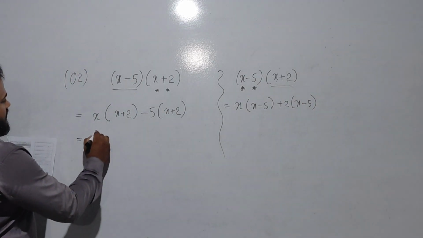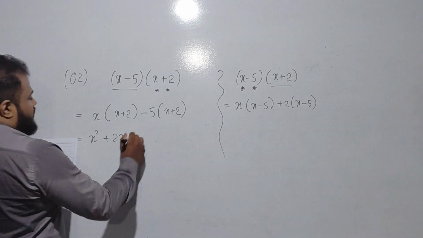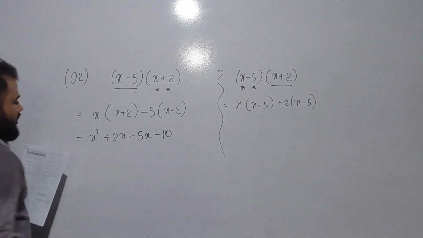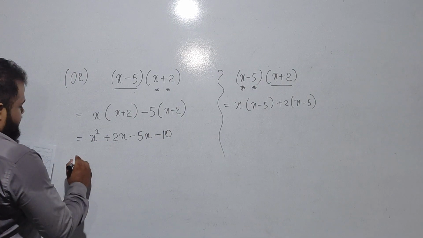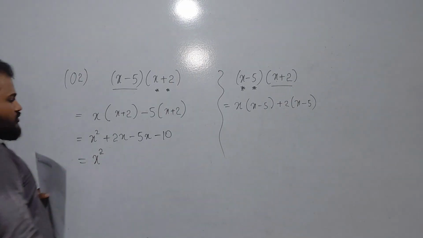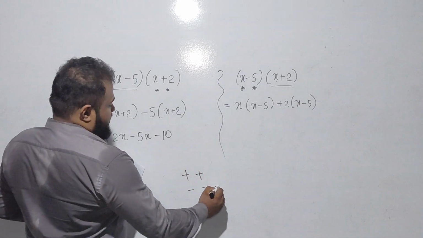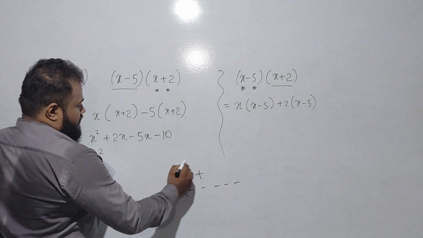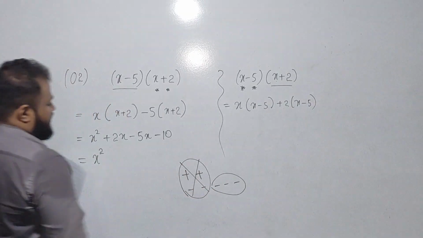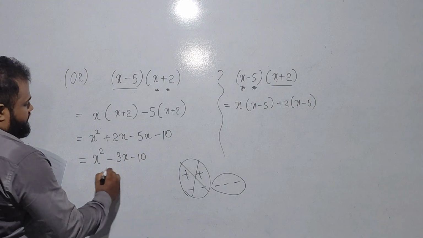x into x, x squared, x into plus 2, plus 2x, minus 5 into x, minus 5x, minus 5 into plus 2, minus 10. Plus 2x minus 5x will give you, 2 plus 5 minus, we can cancel out these 2. So the remaining balance is minus 3x. So minus 3x minus 10.